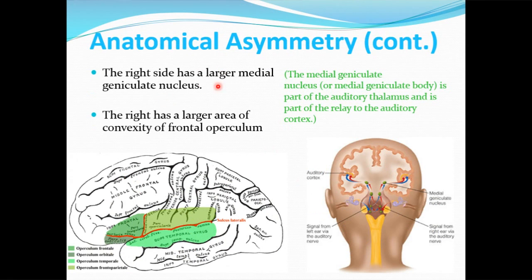The right side also has a larger medial geniculate nucleus. Now, you remember the medial geniculate nucleus is in the thalamus, and I've put this picture in again. You should be familiar with this picture. It's just to remind you where the medial geniculate nucleus is. And the right has a larger area of convexity of the frontal operculum. This is the frontal operculum over there. You'll see there's the label, operculum frontal. Now, I've put these pictures in because if you read it just like that in the books, it can sound a little bit overwhelming.